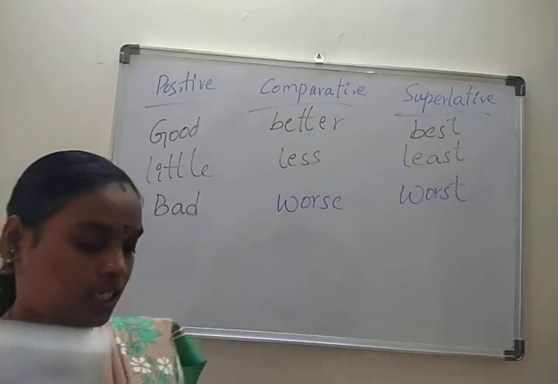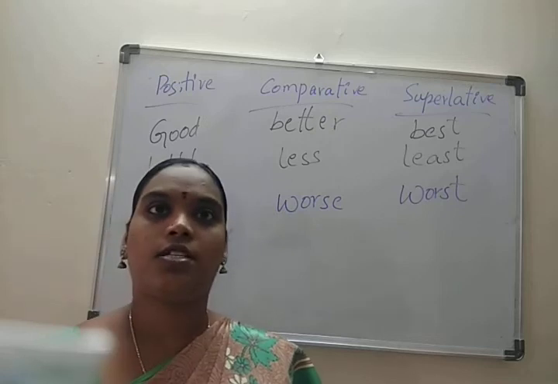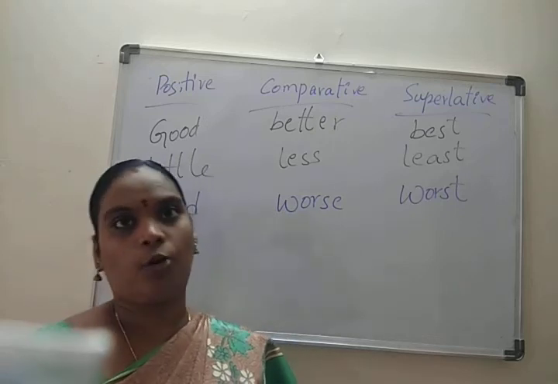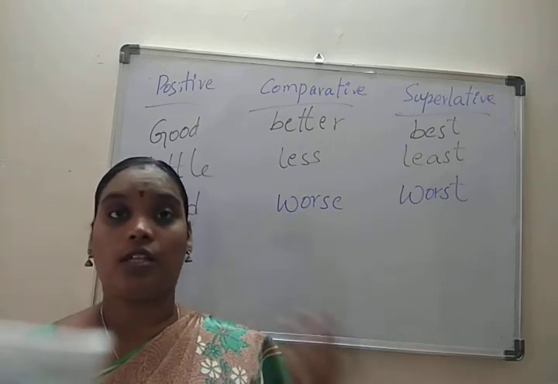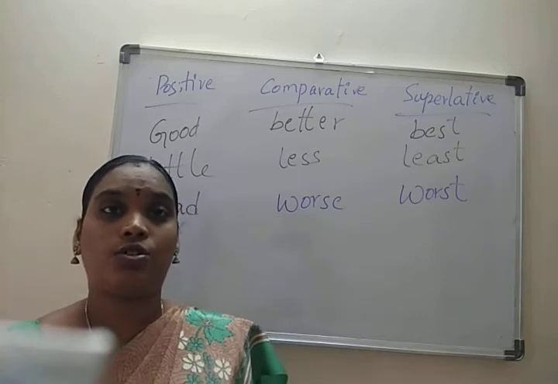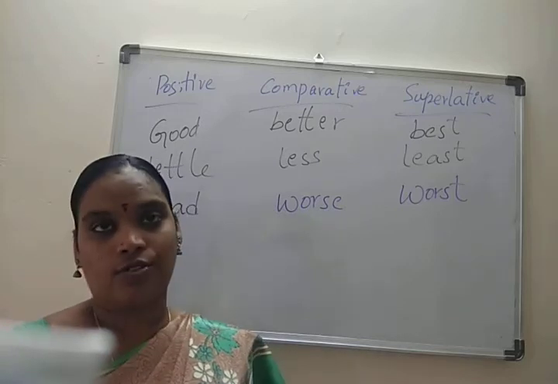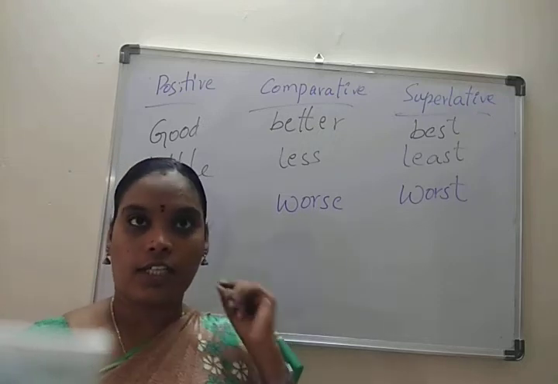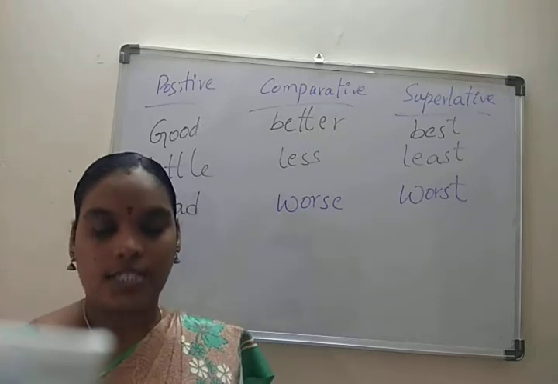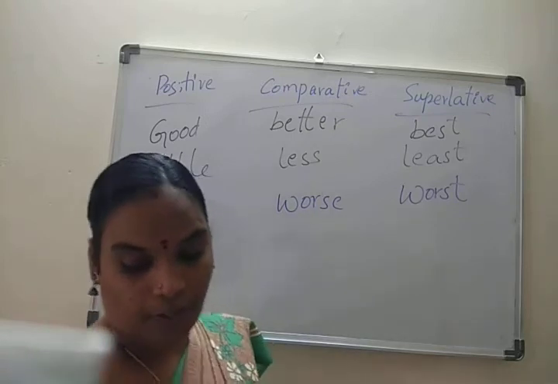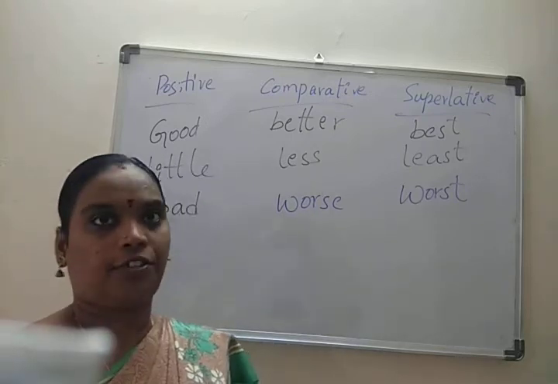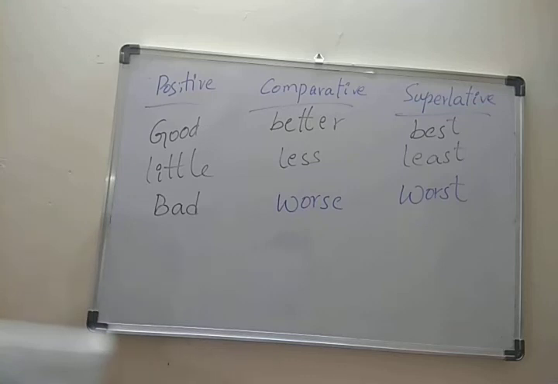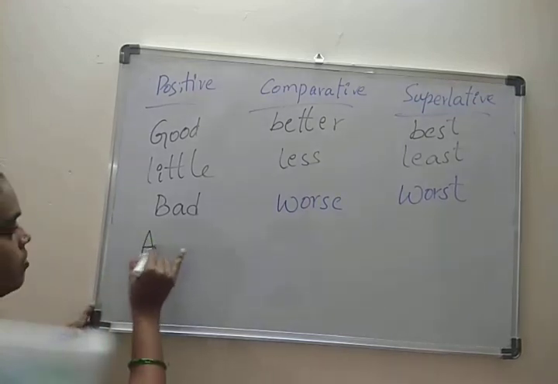Are you able to understand, children? Hope you understand what is meant by degrees of comparison, how many forms are there, what the words are, how we change those words, and what rules we have to follow. Do you get an idea? Now coming to a small topic: antonyms and synonyms.